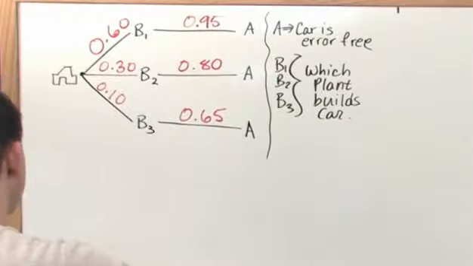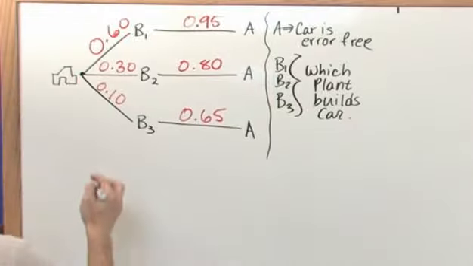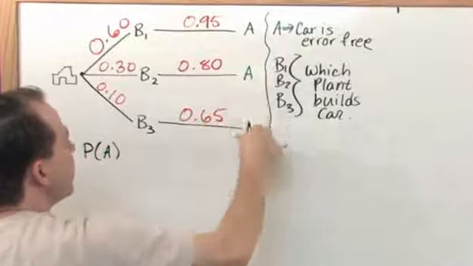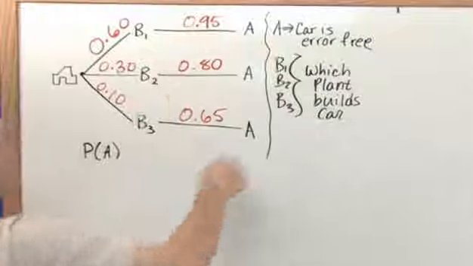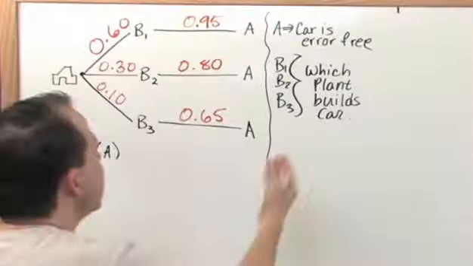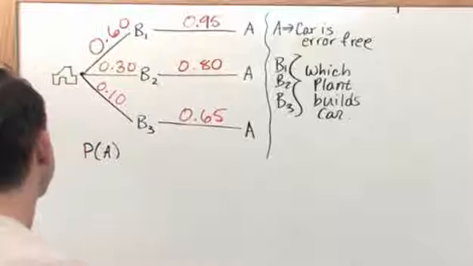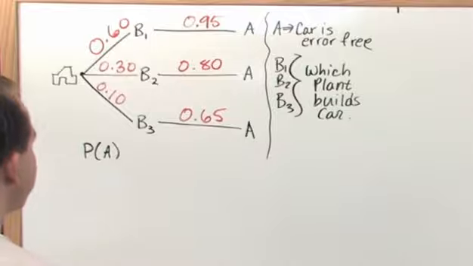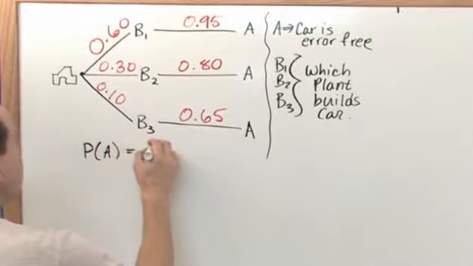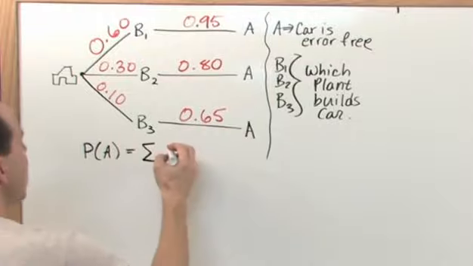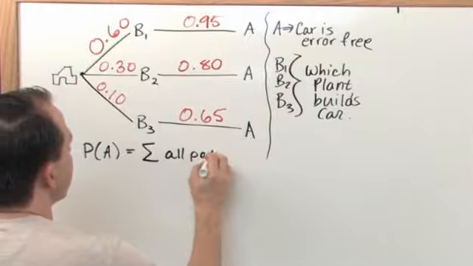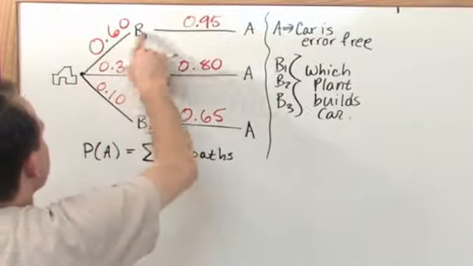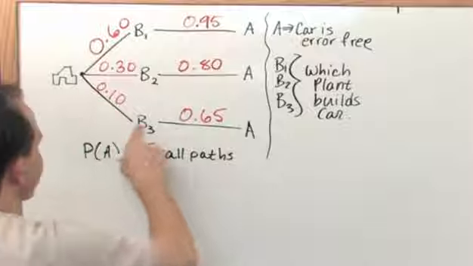So what we want is the probability of A. We know the event A comes out of three different paths. That's what I was talking about. There are three different ways to get to event A. Event A is that my car is perfect. There's nothing wrong with it. I want to find the probability of event A, which is the probability that the car is fine. So what I'm going to have to do is sum, that's what the sigma means, over all paths. There are three ways to get to event A, which means my car is defect-free. I must go through B1, I must go through B2, and I must go through B3.